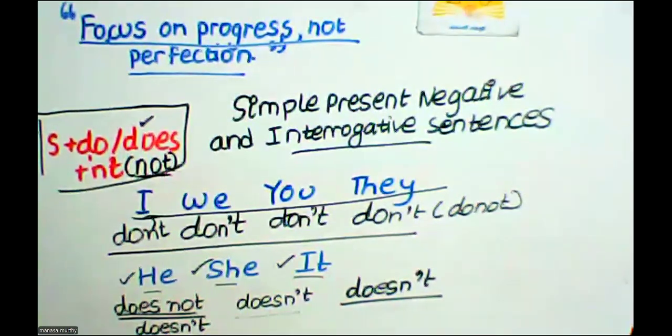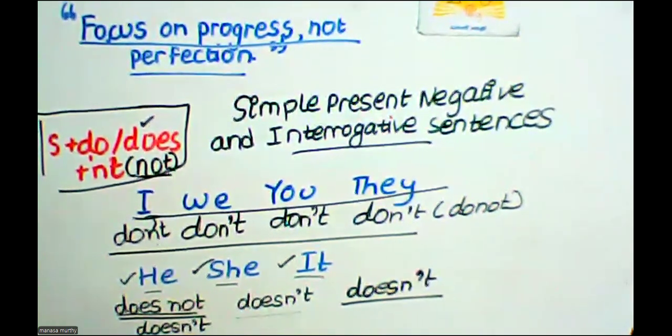It doesn't drink milk. It refers to a cat or a dog, anything that you are referring to. She doesn't tell lies. Nice. Now let us see whether you are able to identify the negative form in the sentence.